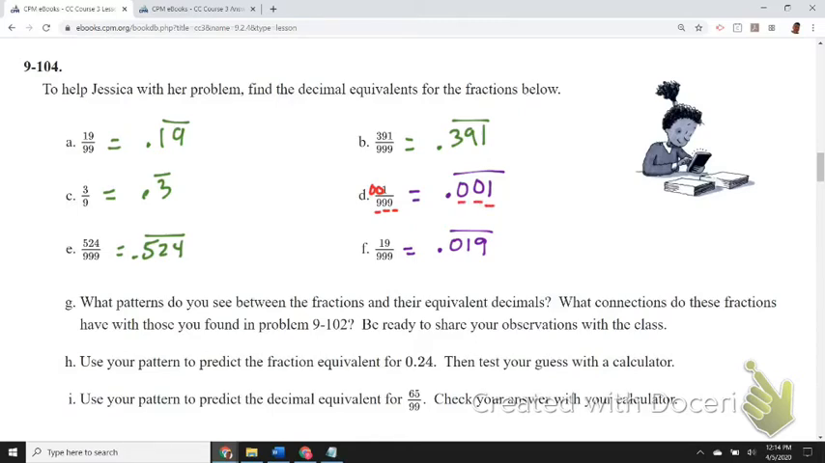And the same for problem F. If there's 3 digits down below, there should be 3 digits up top, so 019. And that's what's going to be repeated. Okay.